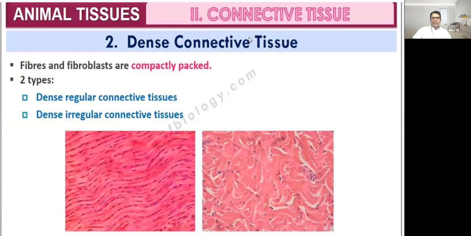Then there is dense connective tissue. Dense connective tissue shows fibers and fibroblasts compactly packed. They are not loosely packed, their packing is very compact. Dense connective tissues are of two types: dense regular connective tissue and dense irregular connective tissue. In one, the fibroblasts are arranged in a systematic, regular way, and in the other they are not arranged in a systematic way.